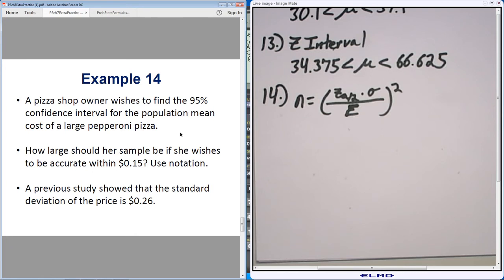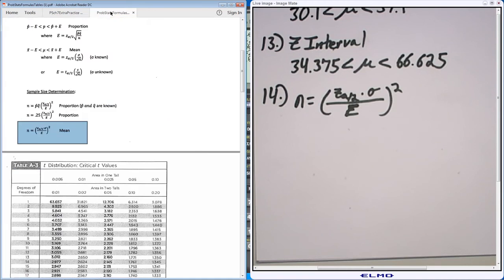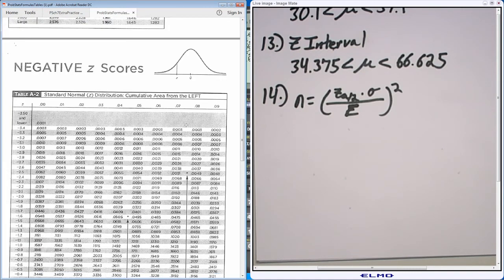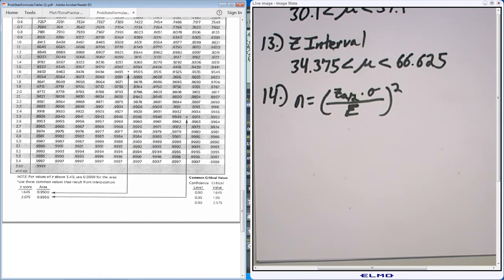Back to our problem. Now we just need to find all the parts that go into this formula, and the calculator will do the rest. First off, z sub alpha over 2 for a 95% confidence level. That's the critical value for that confidence level. If you've forgotten what it is, you can look on the positive z-score page down at the bottom right-hand side in the margin, and it's 1.96.